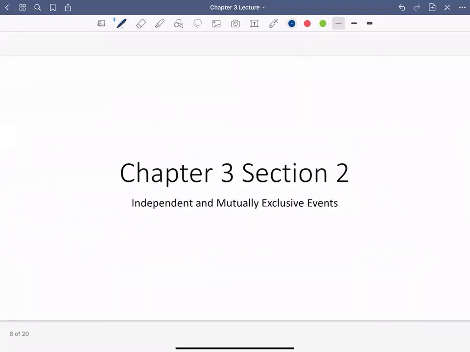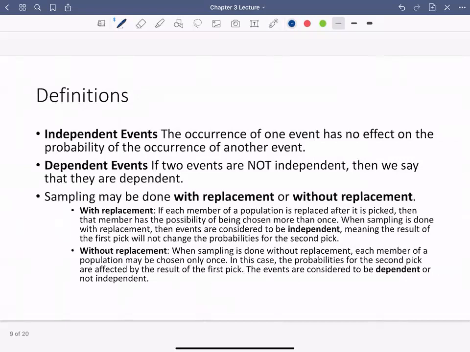All right, let's move to section 2. Section 2 is talking about independent, dependent, and mutually exclusive events. We're going to go through definitions first. What is an independent event? Independent means that one does not affect the other. They're two totally separate things happening. Dependent is basically saying that one depends on the other, so if this happens, then this other thing will or shouldn't happen.